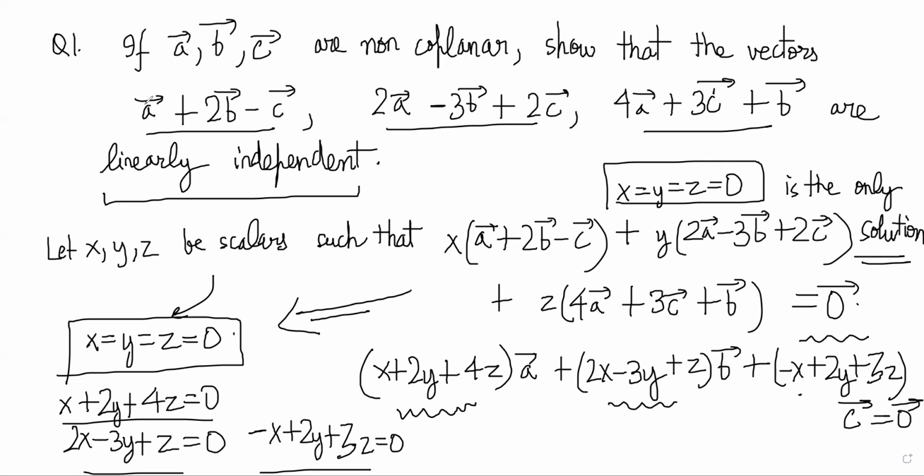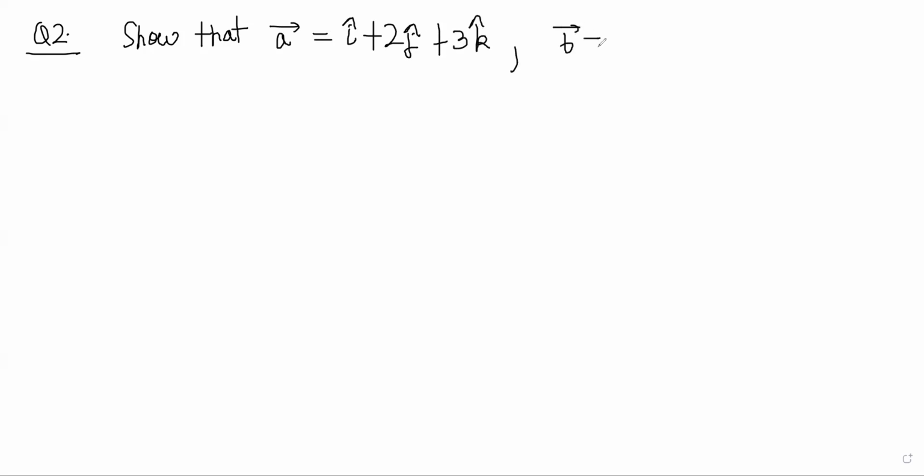Right? Okay, another question let's look at. Show that A is equal to i plus 2j plus 3k, B is equal to 2i plus j plus 3k, and C is equal to i plus k are linearly dependent.